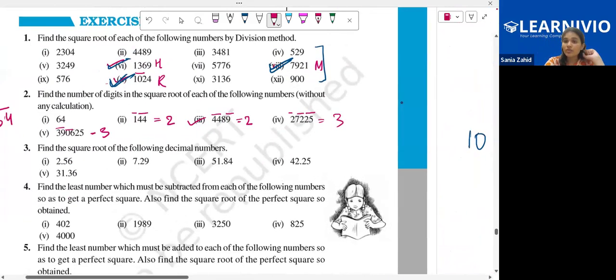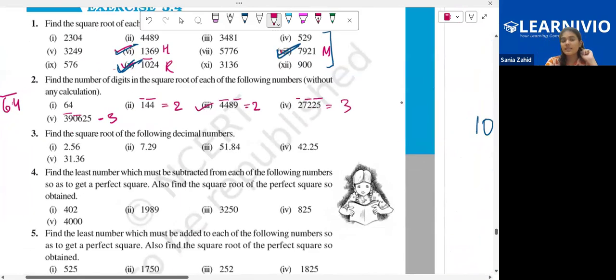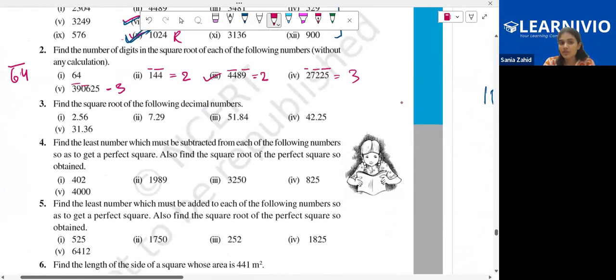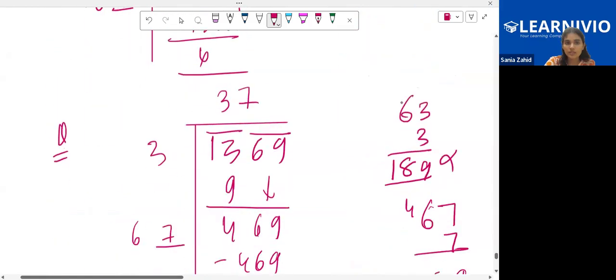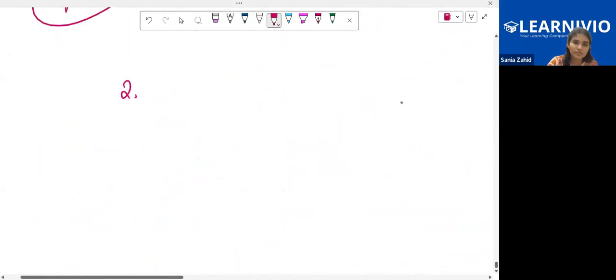Now we come to square root of decimal numbers. Now this is the same thing only. Like you have 2.56. How will we calculate for 2.56?